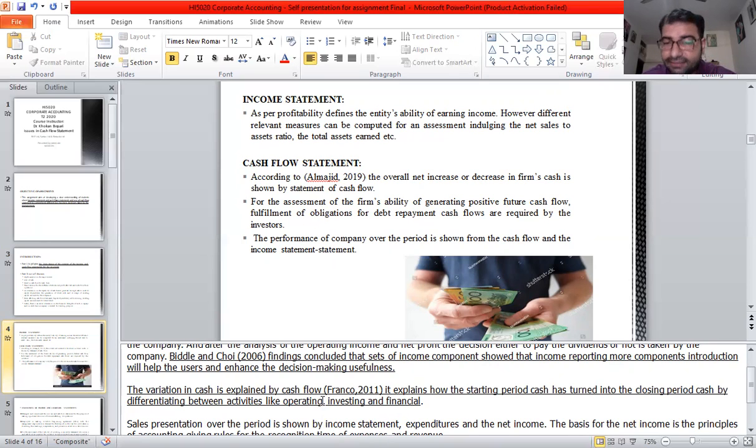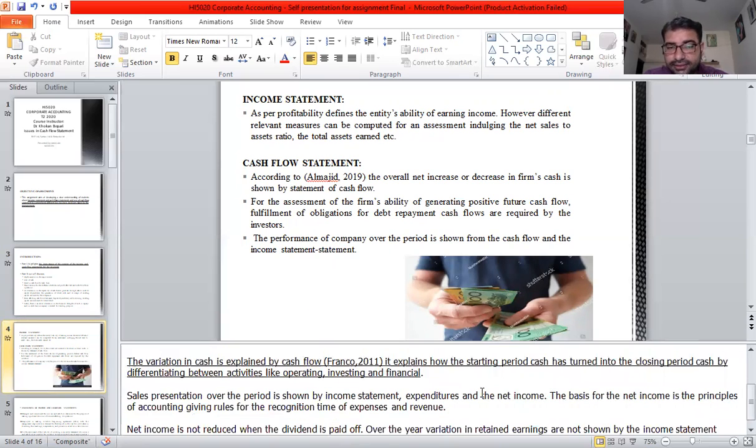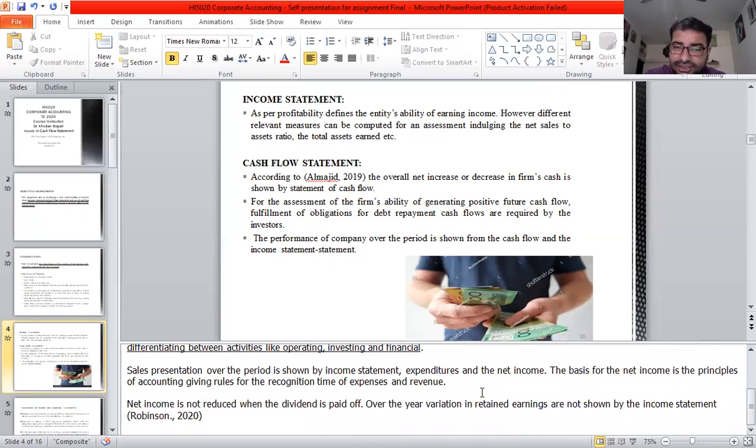Franco 2011 explained how the starting period cash has turned into the closing period cash by differentiating between activities like operating, investing, and financing. Sales presentations are one of the major elements as well over the period that is shown in the income statement, expenditures, and the net income.